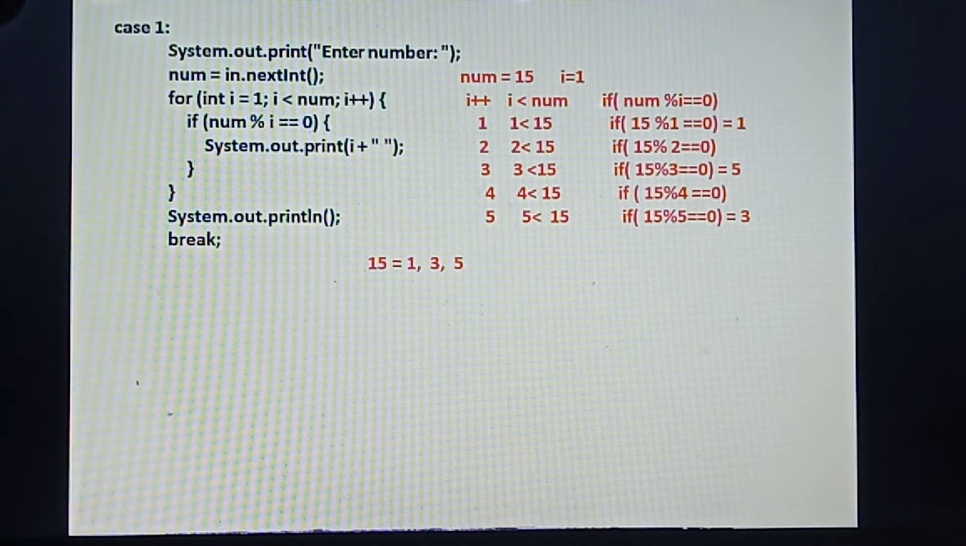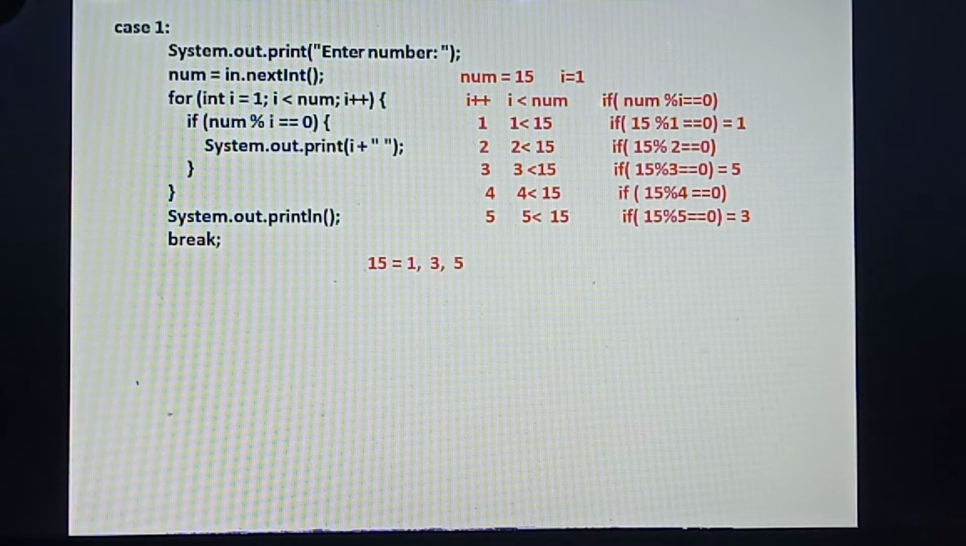Now you can see if you run this program, it will be like this. First i plus plus, then i less than number, and if number mod of i equal to 0. Before that I have entered number equal to 15. So in the first iteration, 1 is less than 15, so the condition is 15 mod of 1, and you get 0. In the second iteration, 2 is less than 15, so 15 mod of 2 is not 0. And in the third iteration, 3 is less than 15, so 15 mod of 3 gives 0, that is, you get 5.